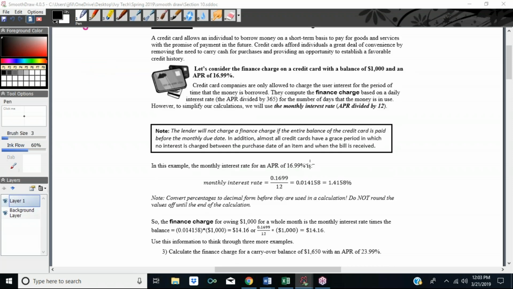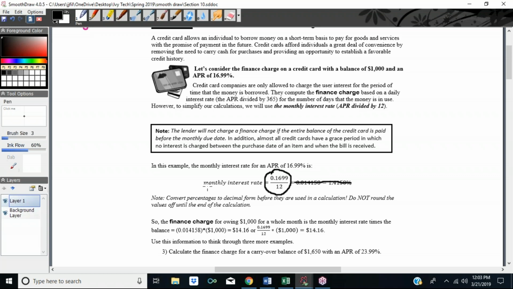And it says here, note, the lender will not charge a finance charge if the entire balance of the credit card is paid before the monthly due date. In addition, almost all credit cards have a grace period in which no interest is charged between the purchase date of the item and when the bill is received. So I'm not going to worry about this part right here. We're not too concerned with that. But this is the part we want to use. We don't want to be rounding it. We're just going to use that in our calculation.